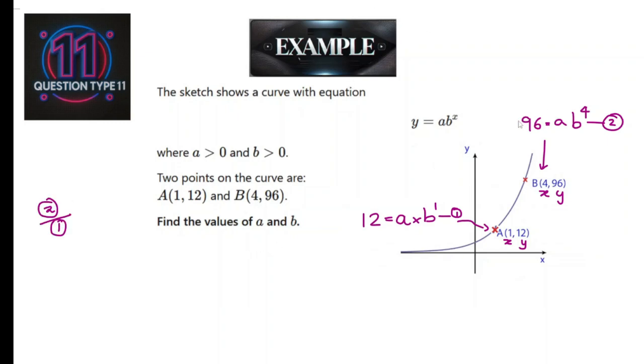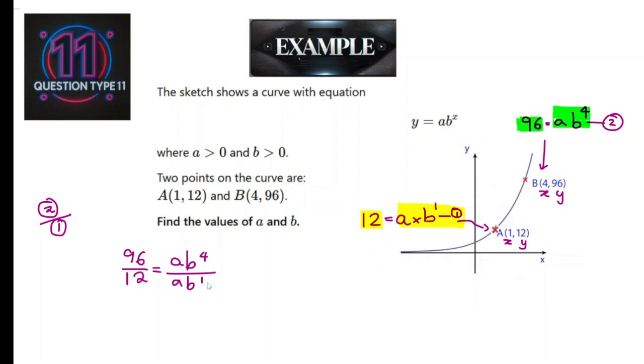The left hand side of the second equation here is 96. So let's write that one here: 96 divided by the left hand side of the first equation. What's that? That will be 12. Okay, let's put 12 here. Is equal to the right hand side of the second equation, ab to the power of 4, divided by the right hand side of this one, ab to the power of 1.